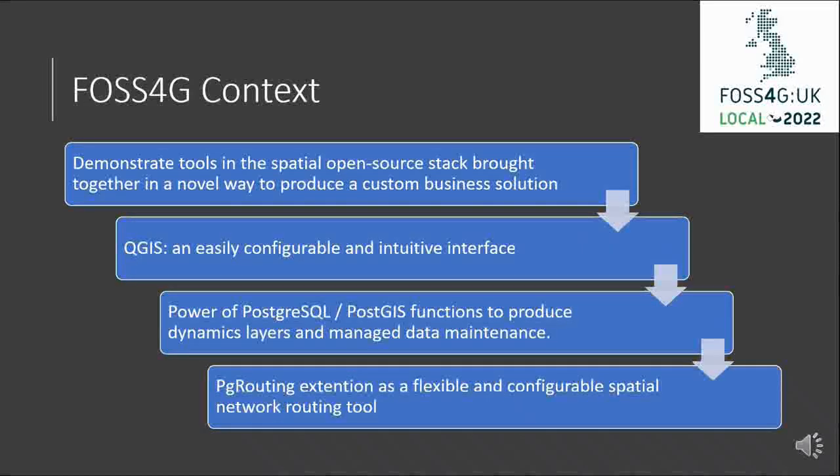So I wanted to bring this project to the attention of the PhosphorG community today because it demonstrates tools in the spatial open source stack brought together in a novel way to produce a custom business solution. It's using both QGIS as an easily configurable intuitive interface, and then the power of Postgres, PostGIS functions to produce dynamic layers and manage data maintenance. And then importantly, the extension PgRouting as a flexible and configurable spatial networking tool.